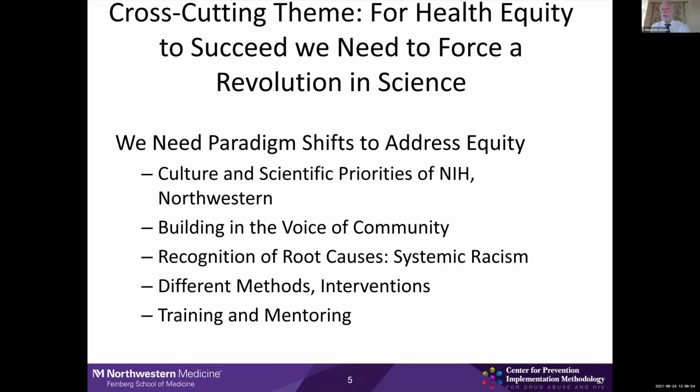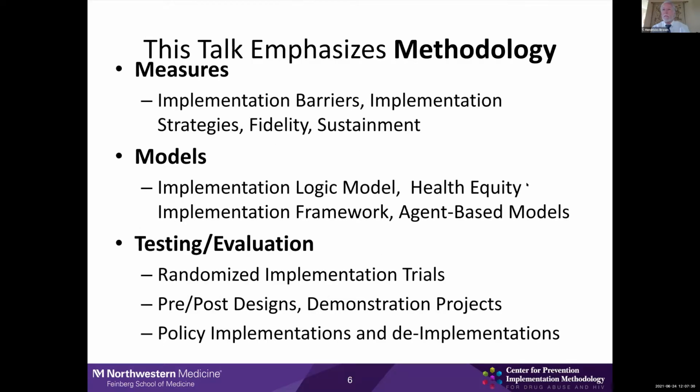Throughout this, we have a cross-cutting theme, that is health equity. And for health equity to succeed, we need to force a revolution in science. That's not stated lightly. I do think we need something of this kind of magnitude in order to change the culture and scientific priorities of NIH as well as Northwestern. That means building in more completely a voice of the community, recognition of root causes, including systemic racism, different methods and interventions, as well as training and mentoring. So those may be topics toward the end that we can discuss.